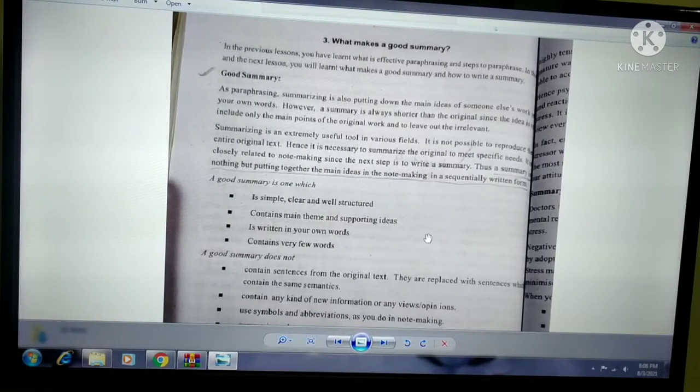Coming to summarizing, what does it mean to have a good summary? Just like paraphrasing, summarizing is also putting down the main idea of someone else's work in your own words. However, a summary is always shorter than the original. That is something very important here. Whereas in paraphrasing there is no limit, a good summary should always be shorter than the original text, keeping the same main ideas and supportive ideas of the author.